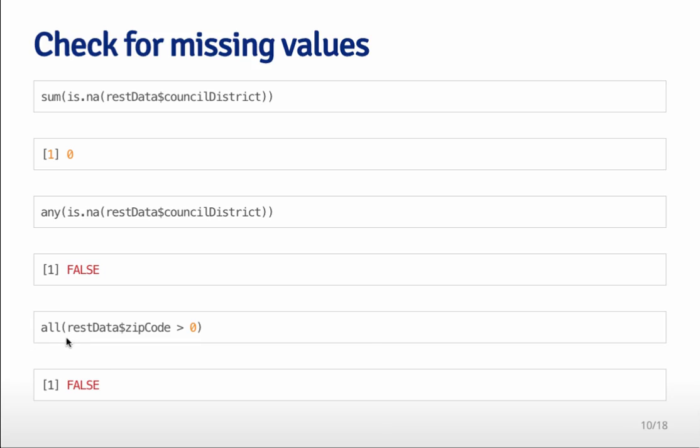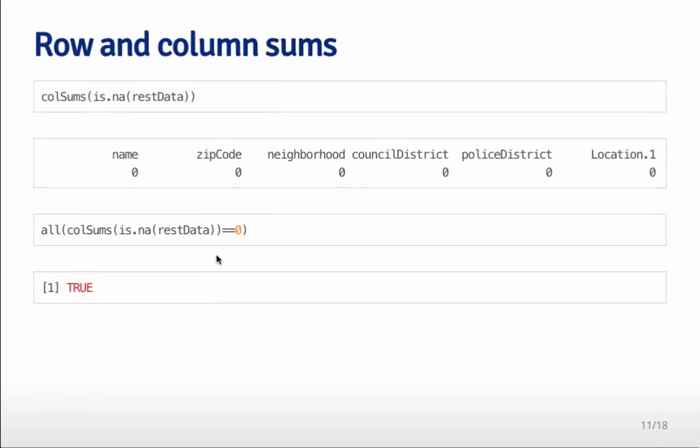You can also look at all. All will check and see if, for example, every single value satisfies a condition. So we would hope that all the zip codes are greater than 0, but it turns out that actually one of them isn't greater than 0, so you can see that again with this all command.